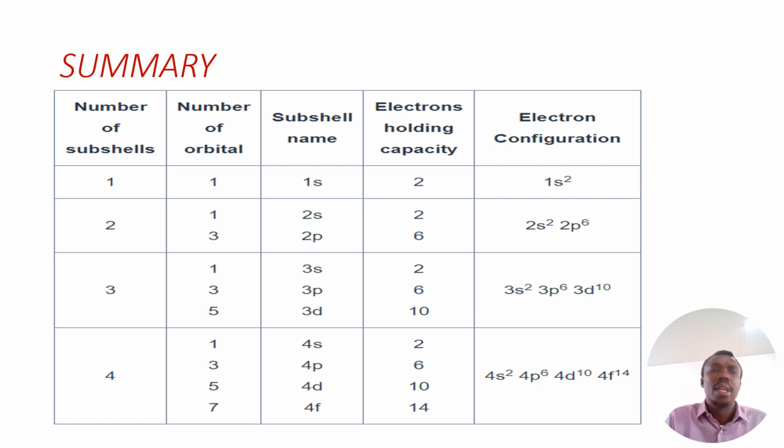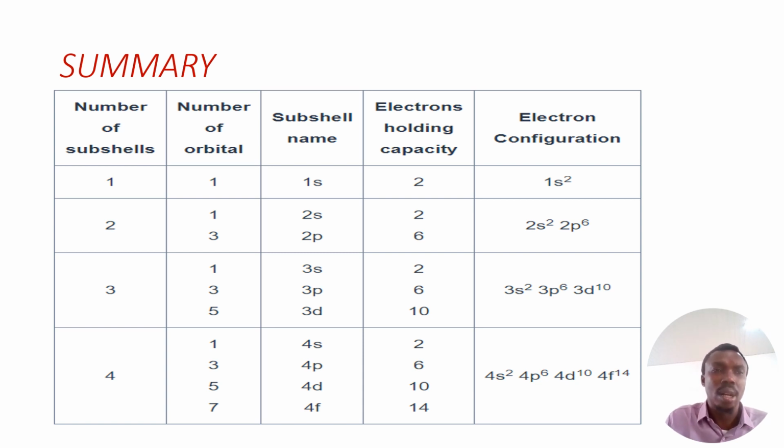Let's look at the number of shells. The first shell: the number of orbitals is 1, the subshell name is 1s, the electron holding capacity is 2, so the electronic configuration is 1s2. For the second shell, the number of orbitals is 1 and 3, and the number of subshells is 2. The subshell names are 2s and 2p. The electron holding capacity is 2 and 6, which is a total of 8 electrons. We have 2s2 and 2p6.